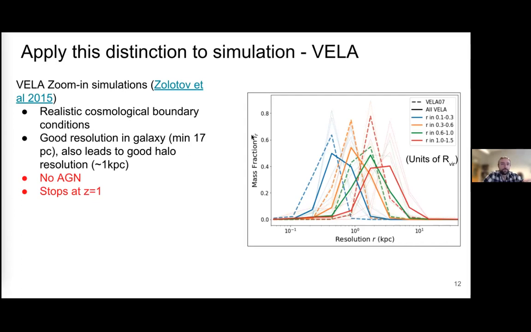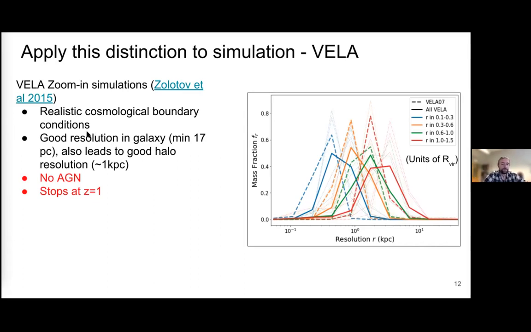So we're using what's called the VELA simulations. This is 35 high-resolution zoom-in simulations, which create realistic galaxies. There are a few things that we should say about them. They have pretty good realistic cosmological boundary conditions. They run from very high redshift, through all of cosmology, to very low redshift.